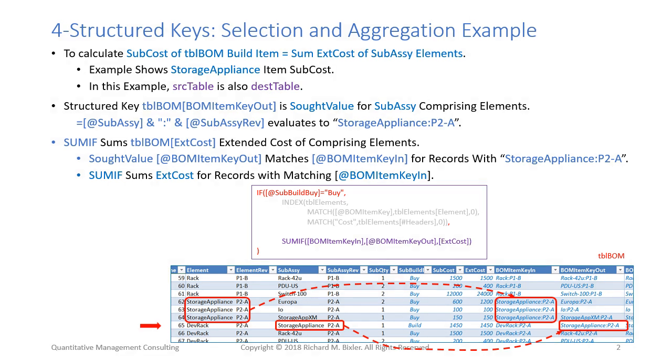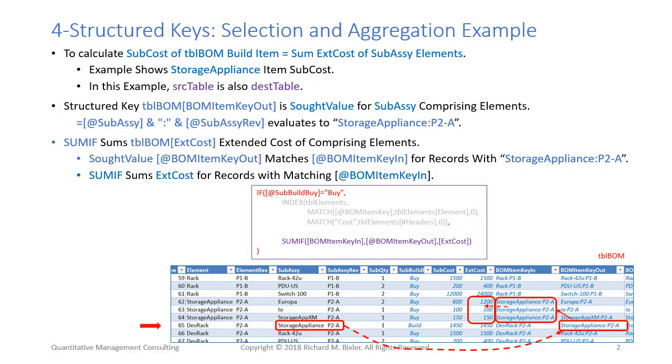Each element record contains two structured key fields. One key in each record identifies the element in that record, BOM item key in. The second key identifies a subassembly also in that record, BOM item key out. Each of those keys is a structured key concatenating the element name with its element rev, or the subassembly name with its subassembly rev. Now look at the BOM tree structure created.